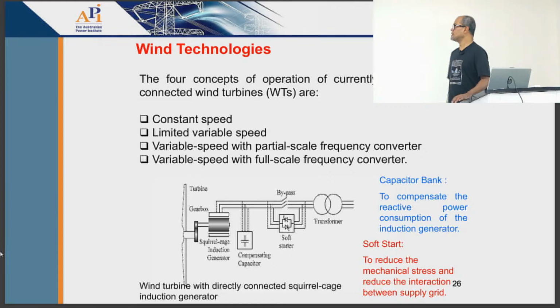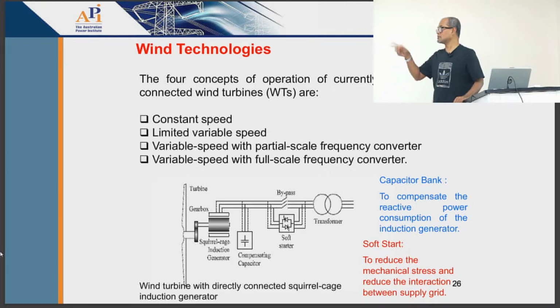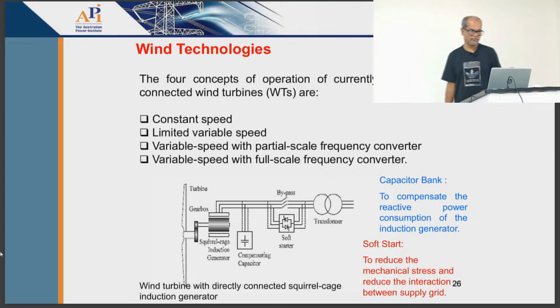So in terms of wind technology, there are four types of technology available. This is the first generation wind farm, which is almost constant speed. Then we have limited variable speed. Now this is the third generation one.